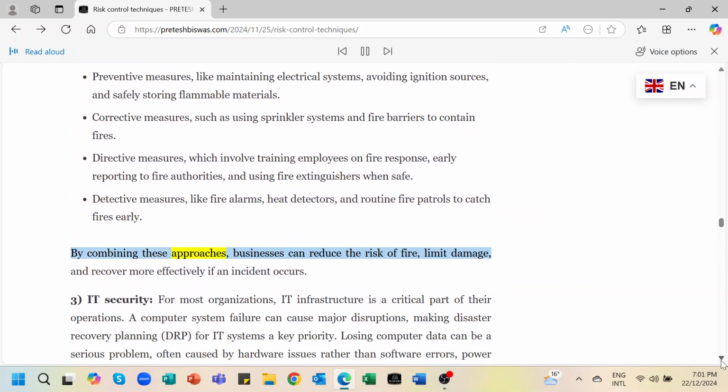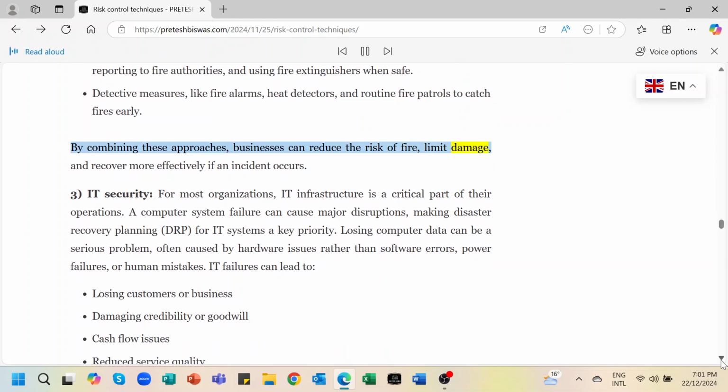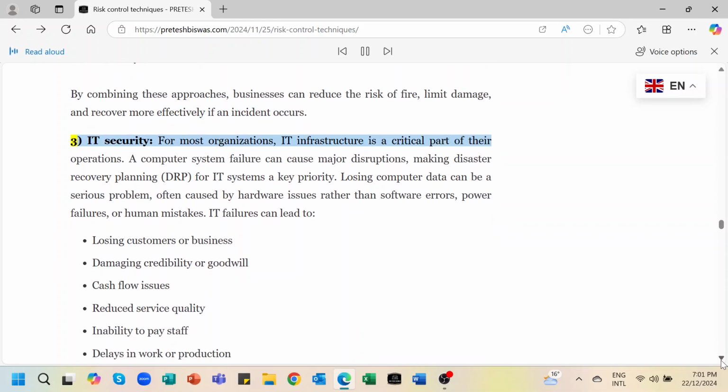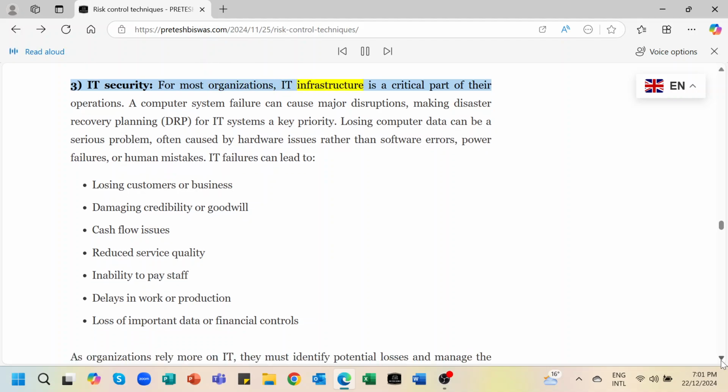By combining these approaches, businesses can reduce the risk of fire, limit damage, and recover more effectively if an incident occurs. 3. IT security. For most organizations, IT infrastructure is a critical part of their operations. A computer system failure can cause major disruptions, making disaster recovery planning, DRP, for IT systems a key priority.